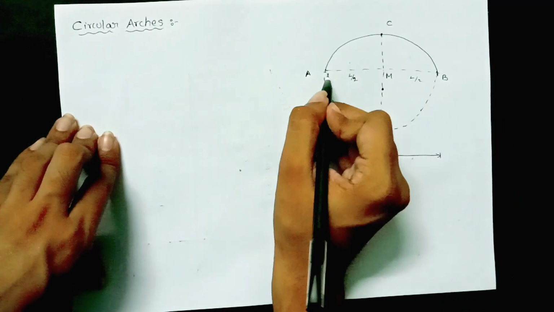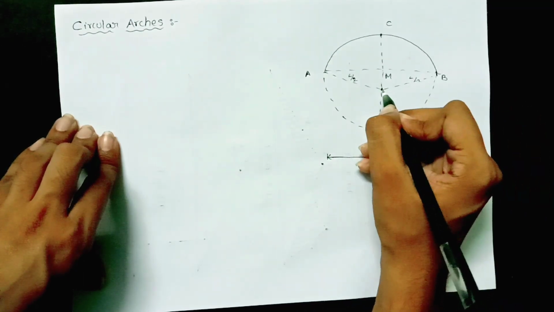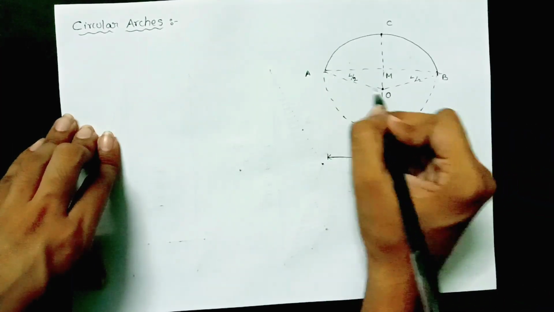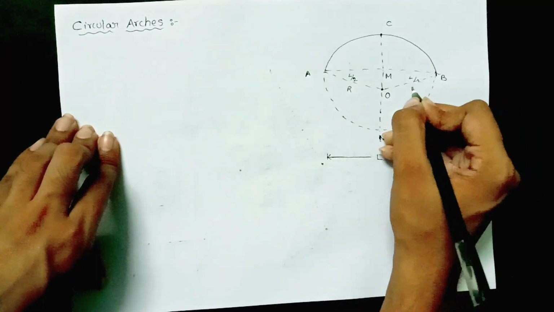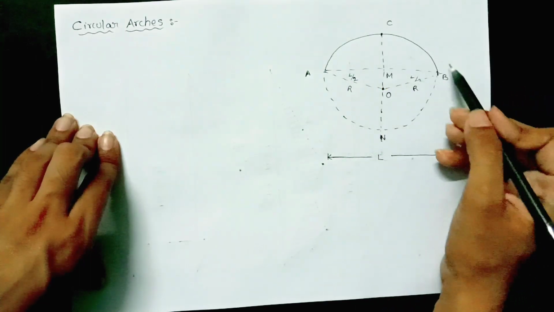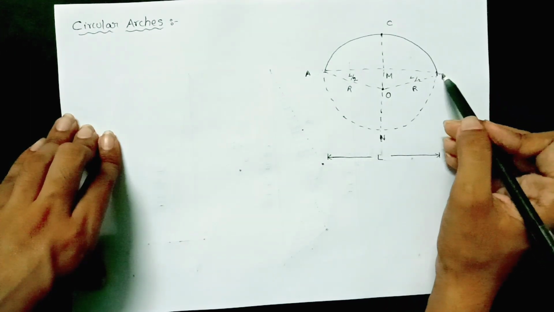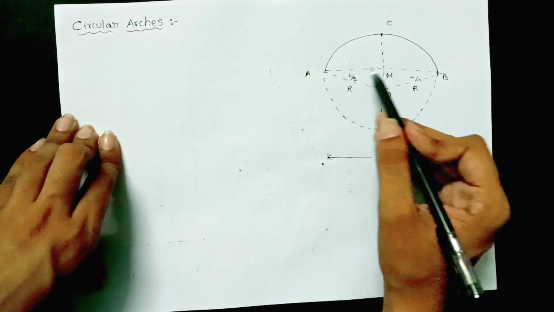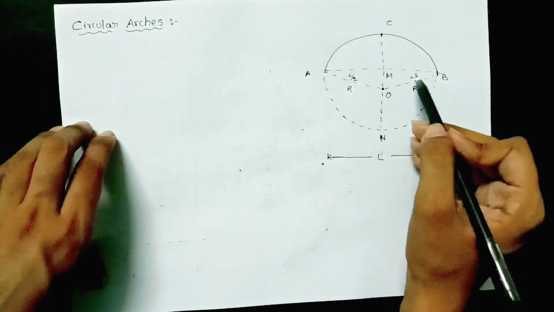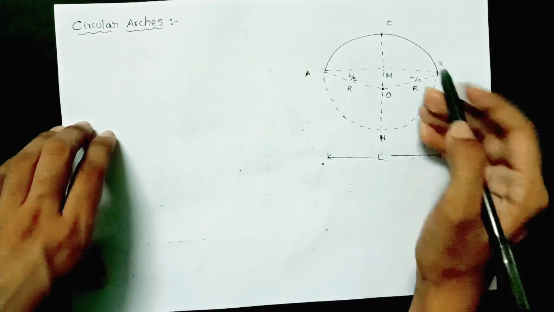If I draw one line here, this is the center of the circle, let it be O. O is the center of the circle, and OA and OB will be capital R, which is the radius of the circle. So I'm repeating once again. First of all, consider an arch A, B and C. AB is the span of the arch, it is capital L, and C is the midpoint of the arch. A to M is L by 2, M to B is also L by 2.